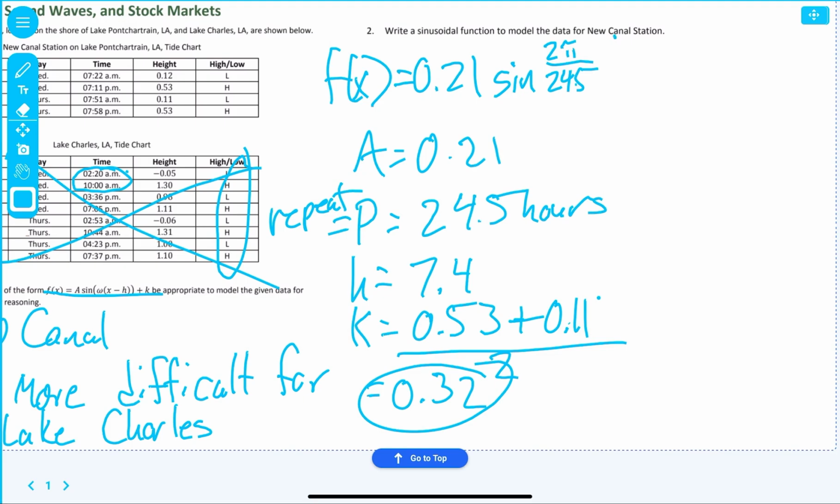That's what I meant by that. Now we can do x. And remember, the negative or the minus is built in. So our h is 7.4. And then our k was 0.32.